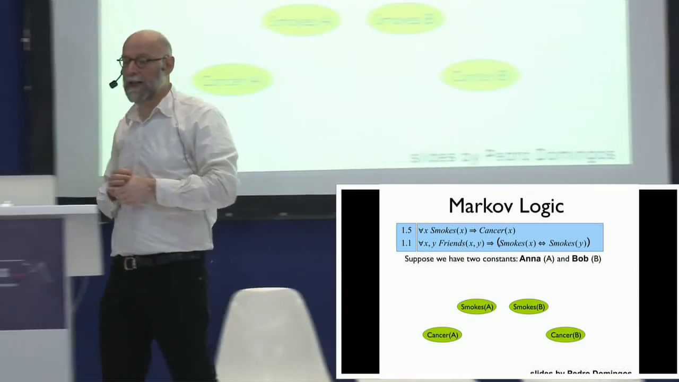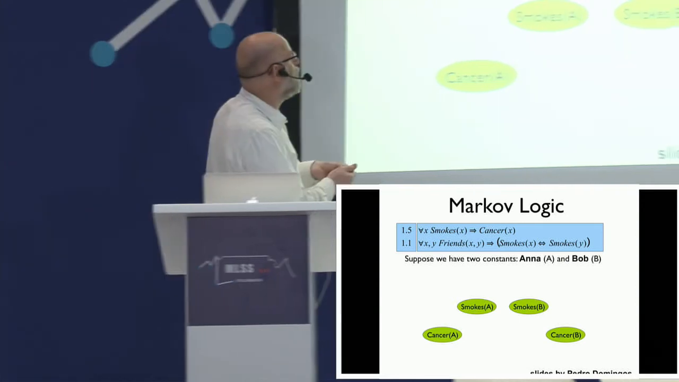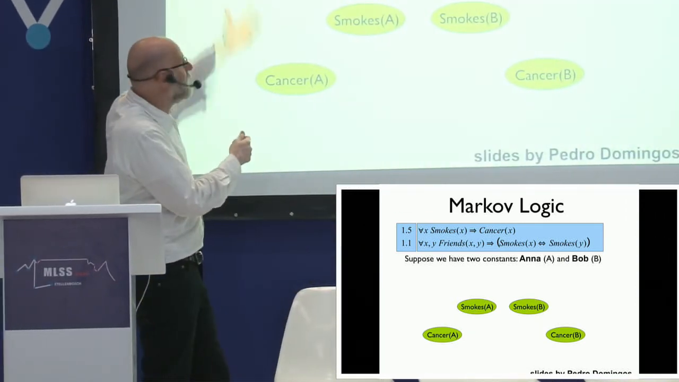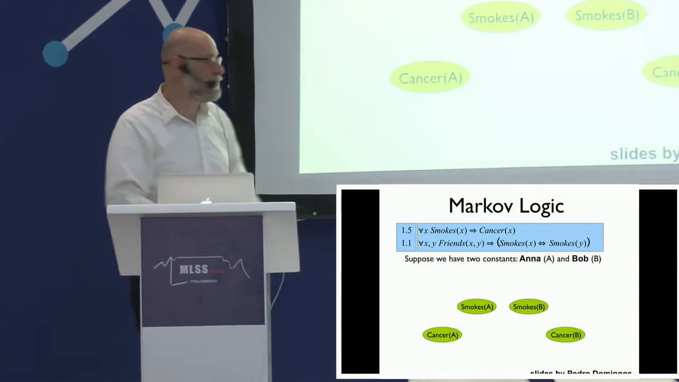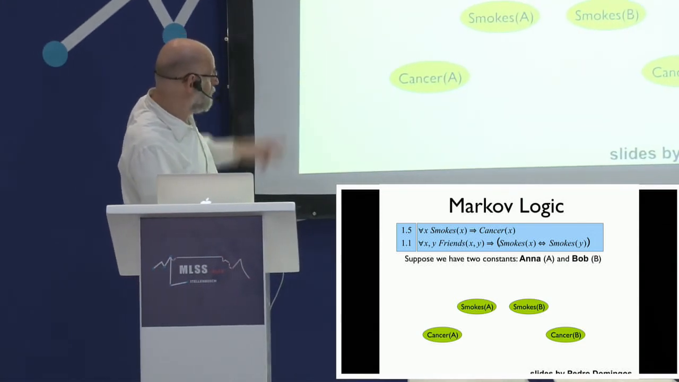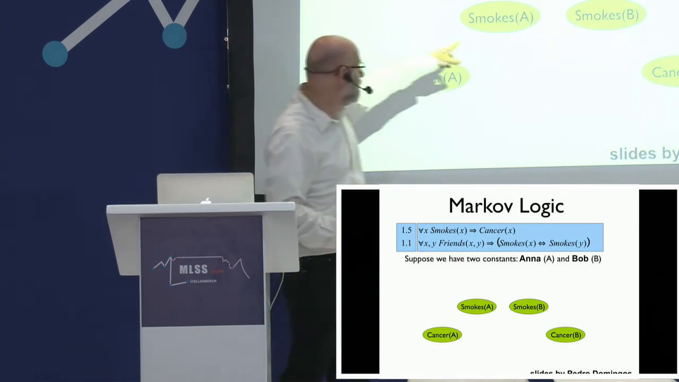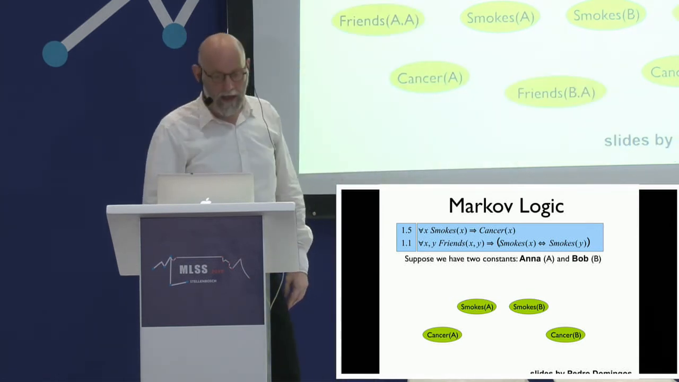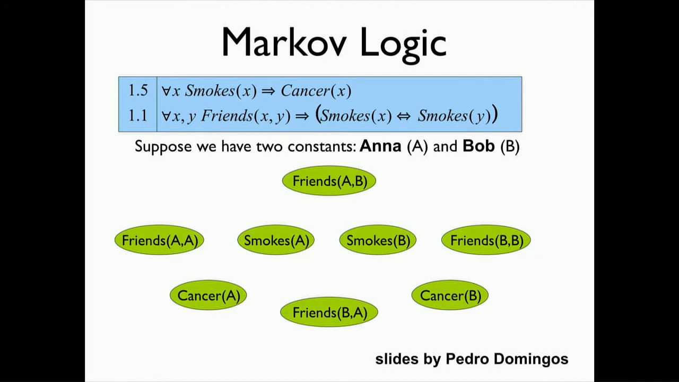The way it works is that here you've got, again, this idea of knowledge-based model construction, if you like. I can take this as a kind of template, and say I've got two people, Anna and Bob. I can then take all possible instantiations of the variables. I can substitute X by A, X by B, and if I do that for smokes and cancer, I'll get these two. If I do that for friends, I'll get these atomic constructs. And what the constraints are doing is basically they specify factors on the atoms that are being connected by them.